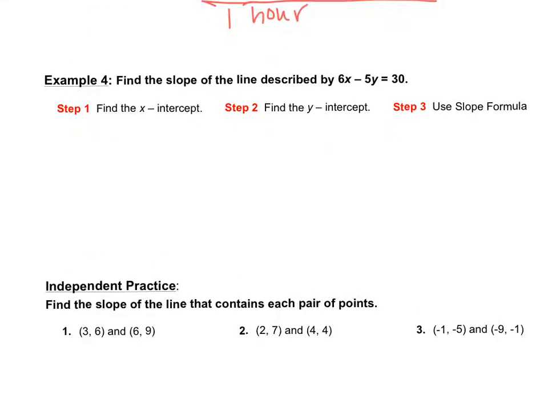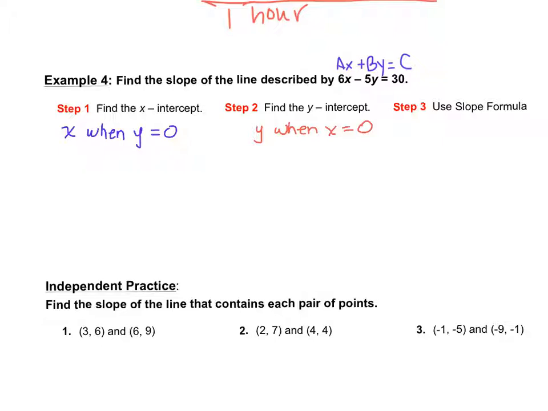Okay. The next example, they would like for us to find the slope of a line described by 6x minus 5y equals 30. Well, hopefully you recall that this is standard form, ax plus by is equal to c. When an equation is in standard form, in order to figure out all of the unknowns, first of all, for x-intercept, we remember that x-intercept is the value of x when y is equal to 0. Y-intercept is the value of y when x is equal to 0.